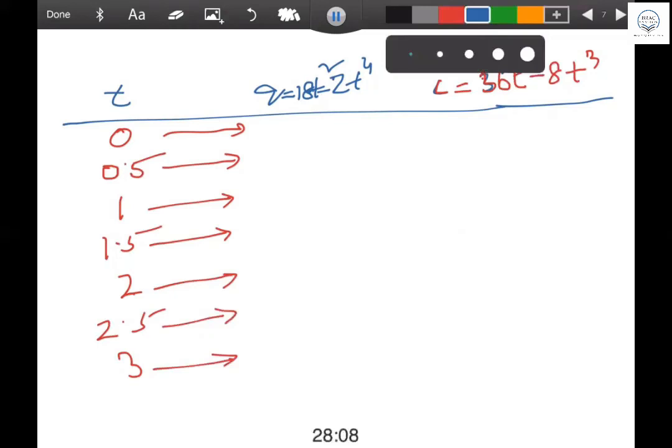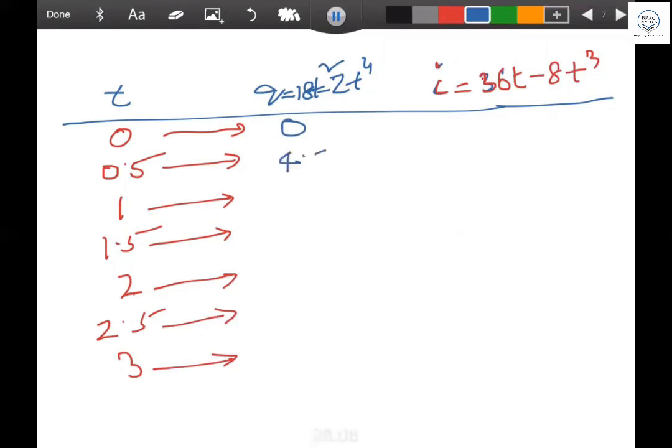Go ahead, Muntasir. For t equal to 0, Q equal to what? Q equal to 0, sir. Right, that is 0. Then t equal to 0.5, what is that? It's 4.3. Everybody check correct or not. Then 1? 1 is 16. Then 1.5? 1.5 is 30.37. Everybody check correct or not.